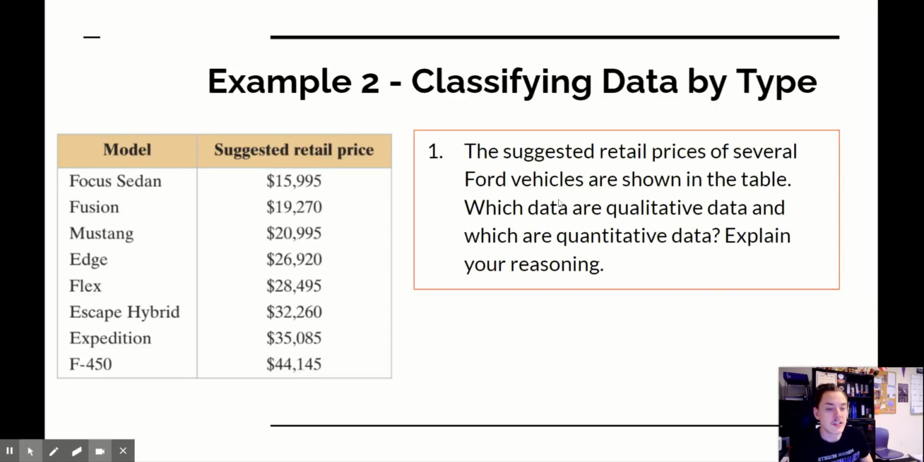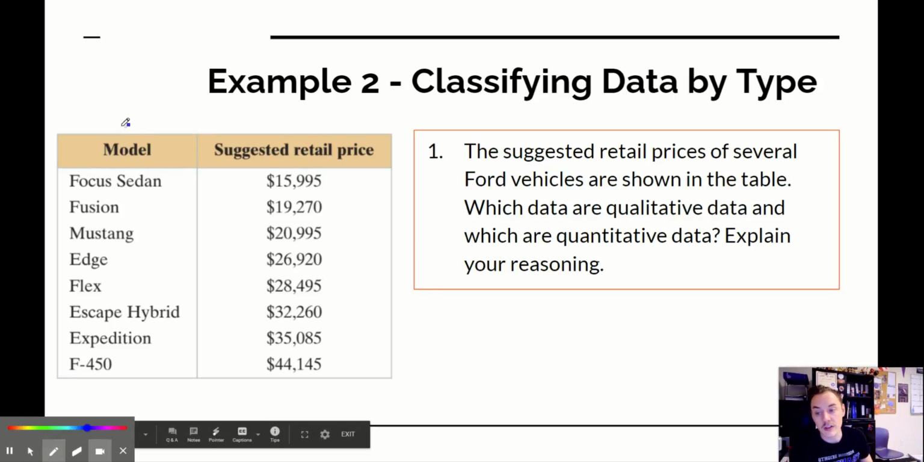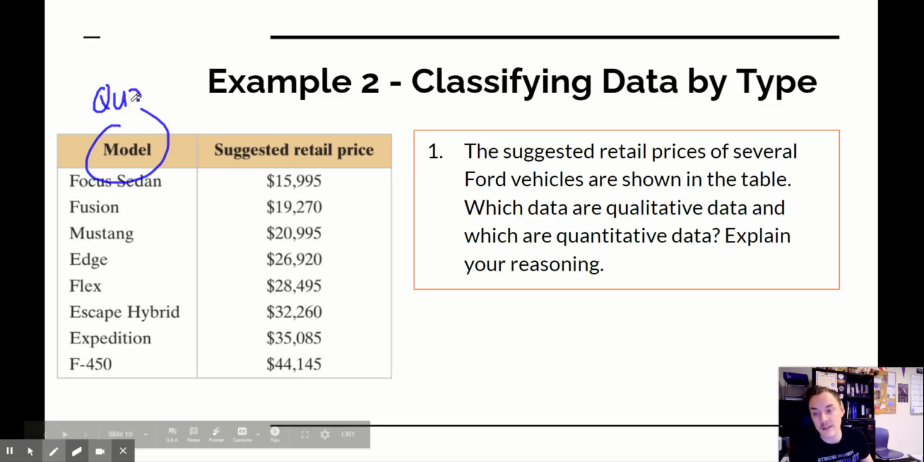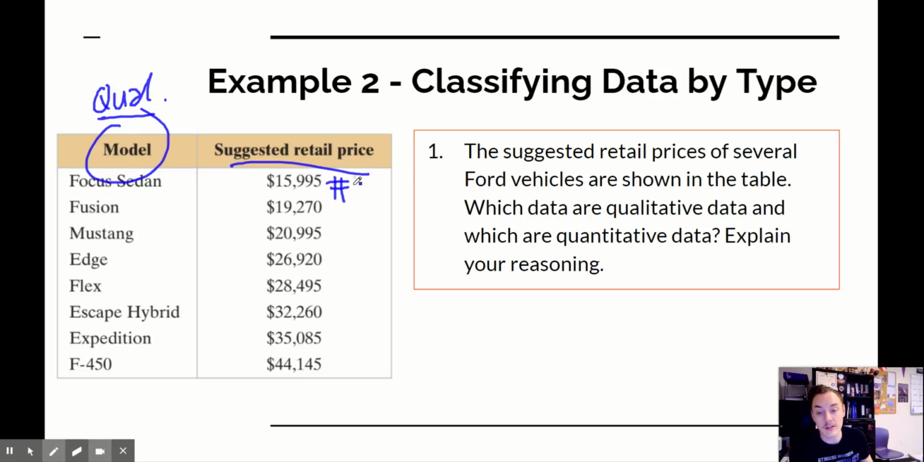So the suggested retail prices of several Ford vehicles are shown. Which data are qualitative and which data are quantitative? So this right here is my qualitative data. Okay, my qualitative. This, because it has numbers, this is what we call my quantitative data. All right? And that's that simple, guys. Numbers include quantitative, descriptions is qualitative, and that is it. Okay?